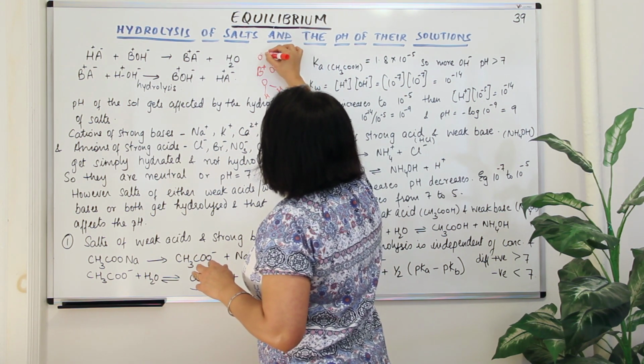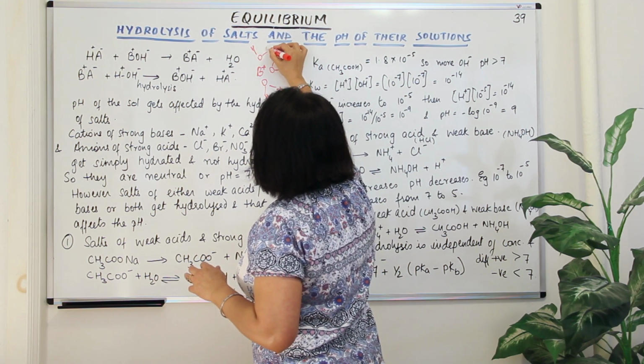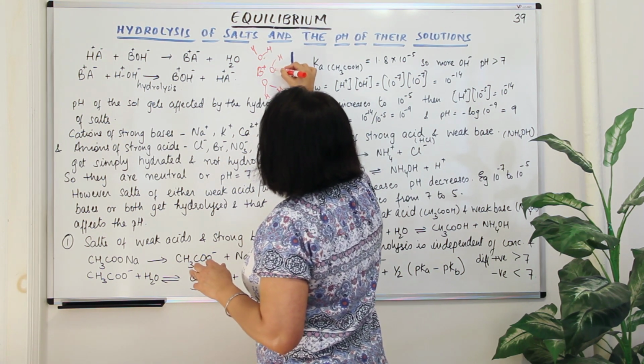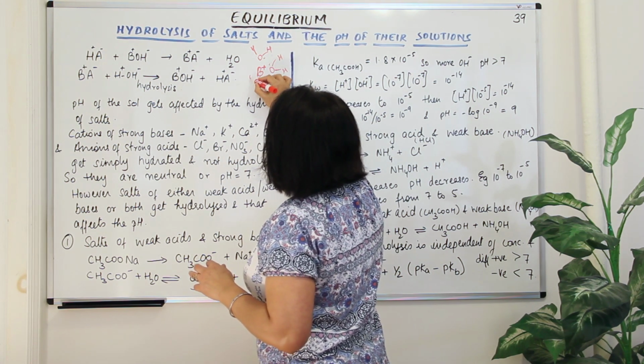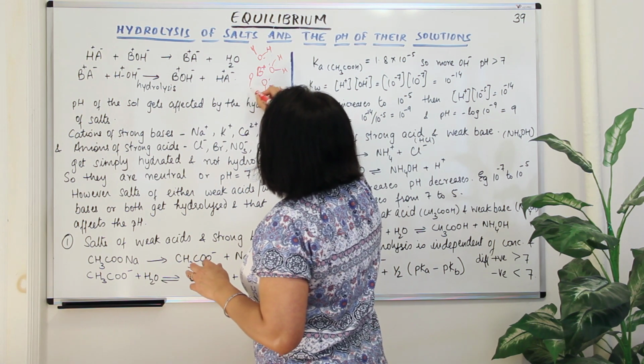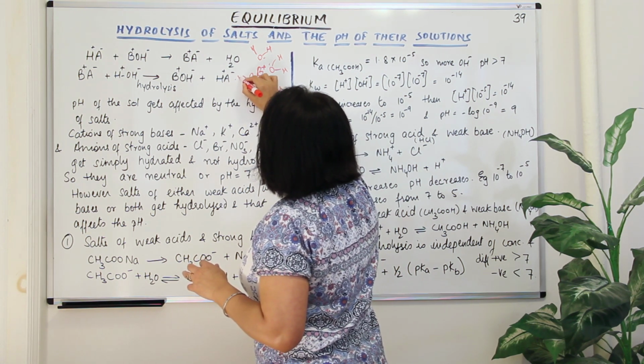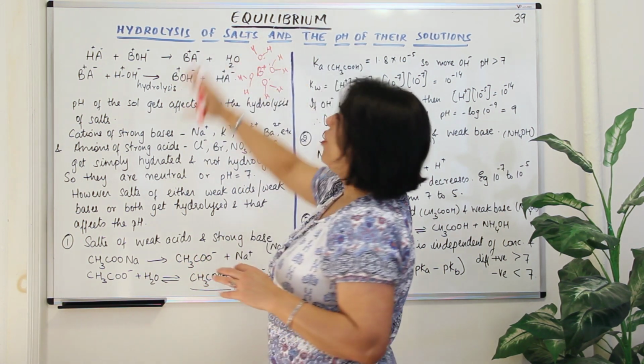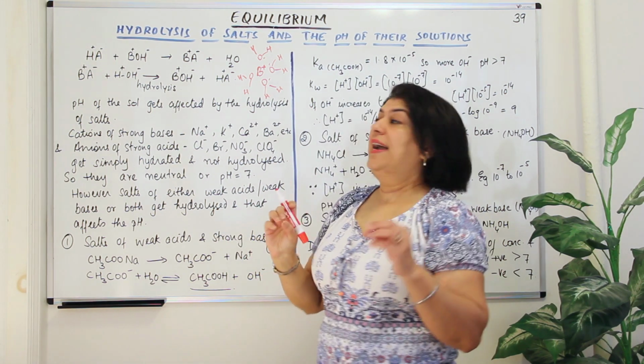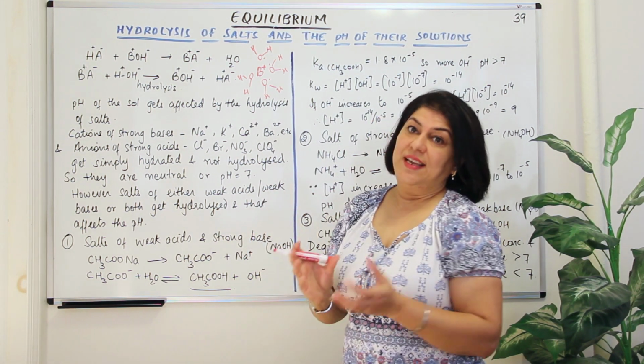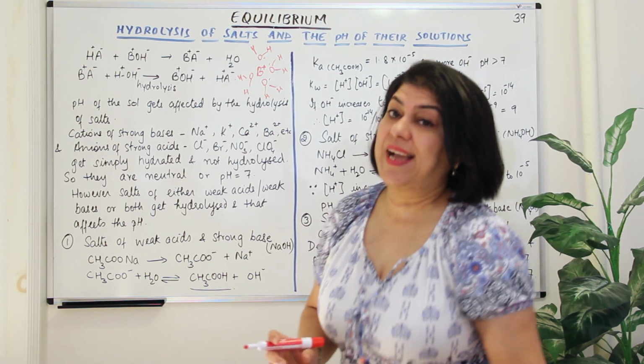The oxygens start pointing towards the B positive, because the oxygen has the negative charge. And such a complex that is formed, it is known as a hydration complex. And the ion is supposed to be hydrated in water. So this is known as hydration.